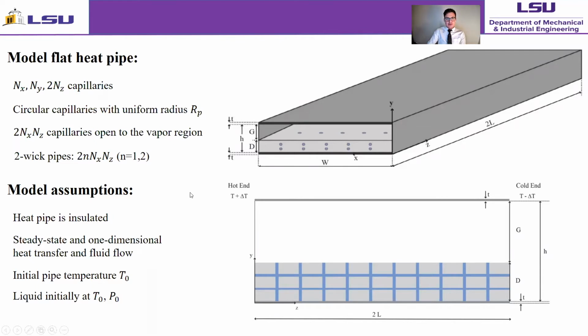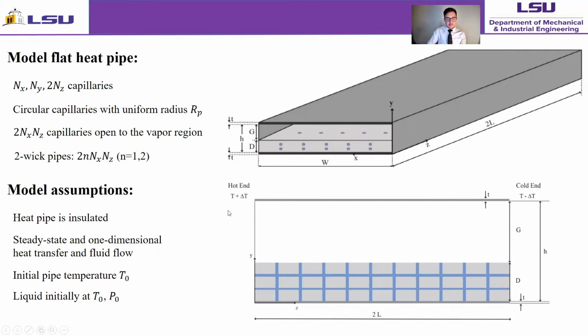Our model can be used for two-wick heat pipes, where the second wick is placed on the top plate. This can be handled by using 2NXNZ as the number of pores exposed to the vapor region. The outer surface of the pipe is insulated.